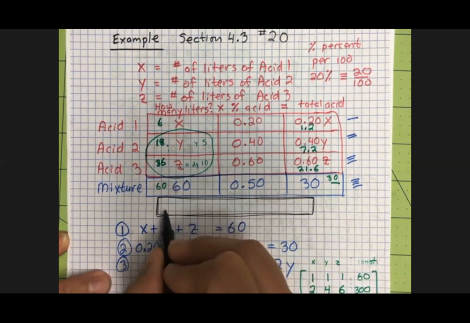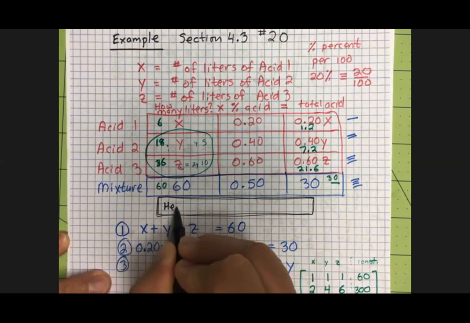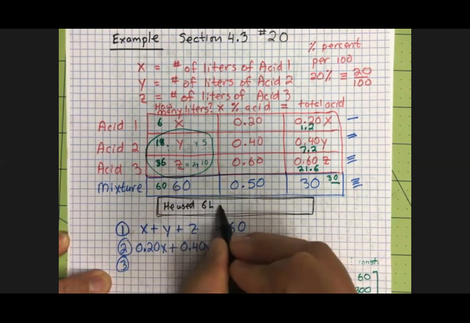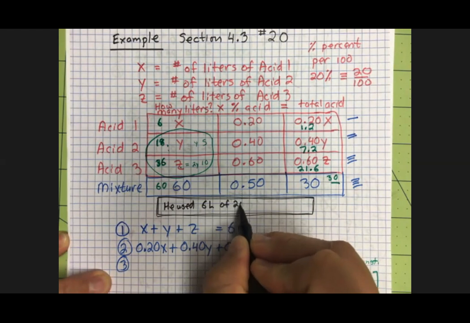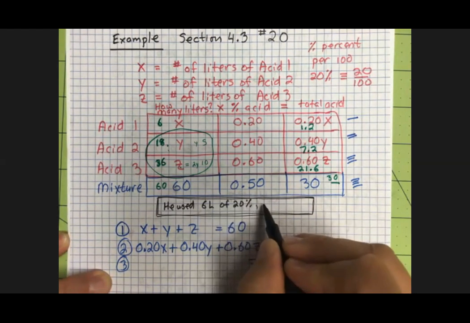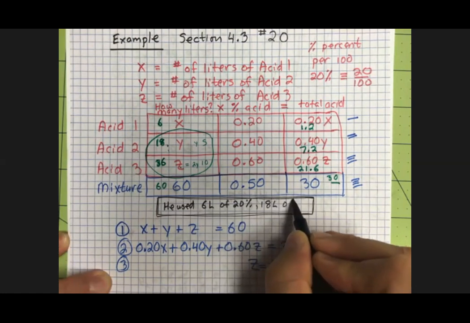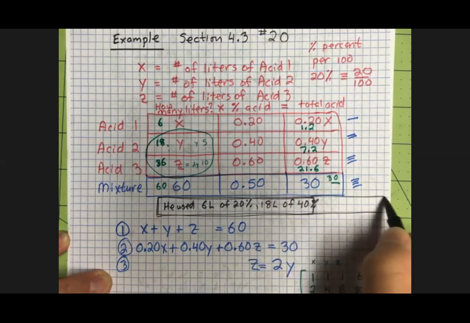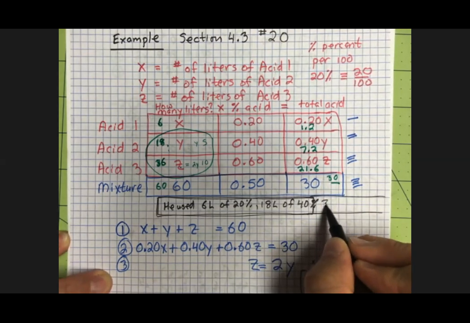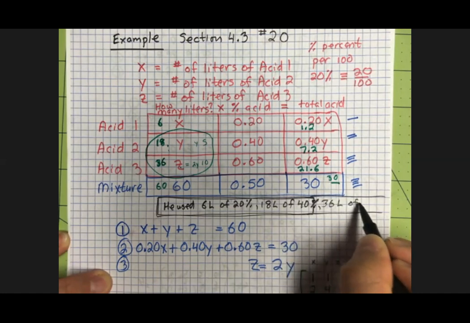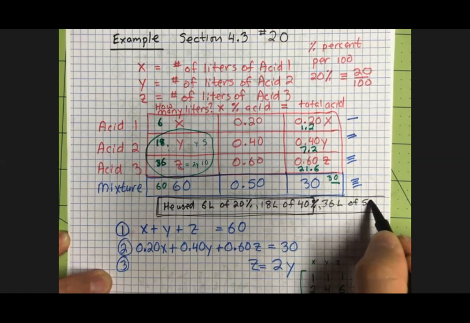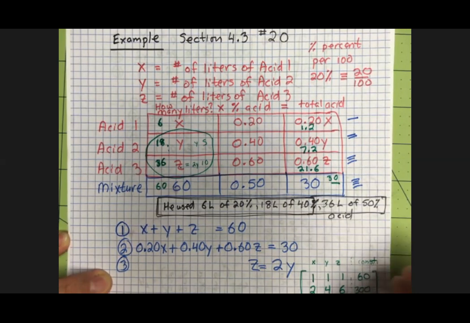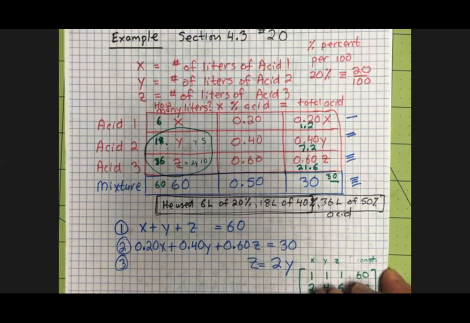So what are we going to say? He used 6 liters of 20% acid. I don't think I left myself enough space. 18 liters of 40% acid. I have to extend my box. 36 liters of 50% acid. Okay, I made it a little too small, but do you understand the analogy?